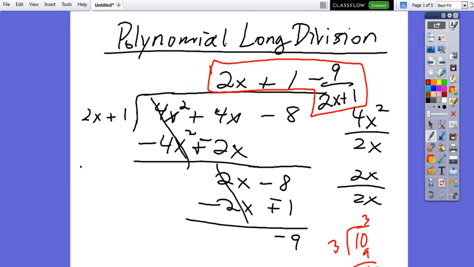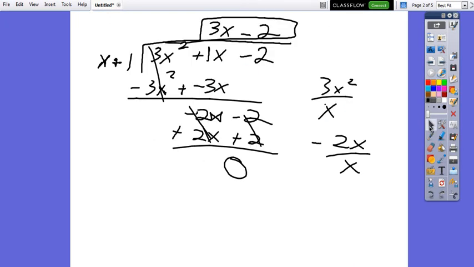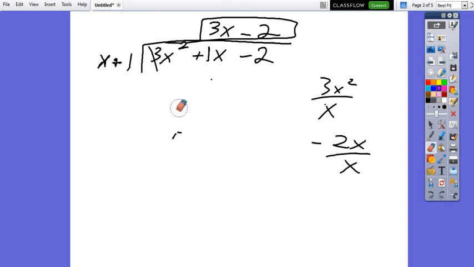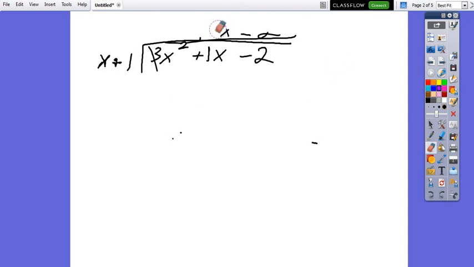Let's do another long division problem. Okay, got to erase this one. All right, let's just do this. All right. You can see the answer there, but let's see how we get to it.